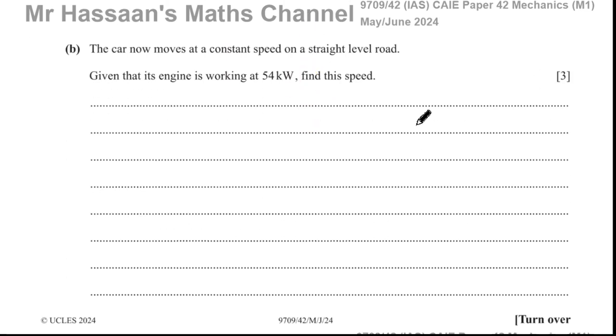It says the car now moves at a constant speed on a straight level road. So now the situation has changed. It's now going on a level road. It's no longer going up an inclined plane. Its mass, of course, didn't change. It's still 1400 kg.